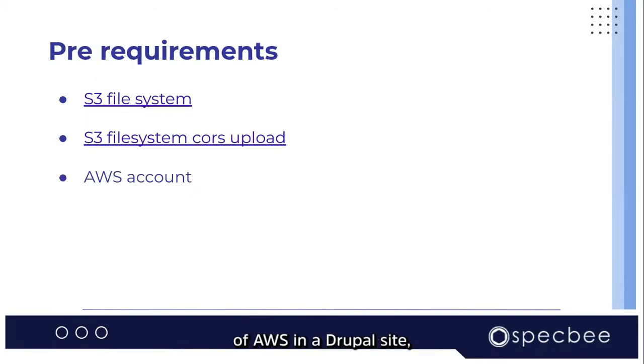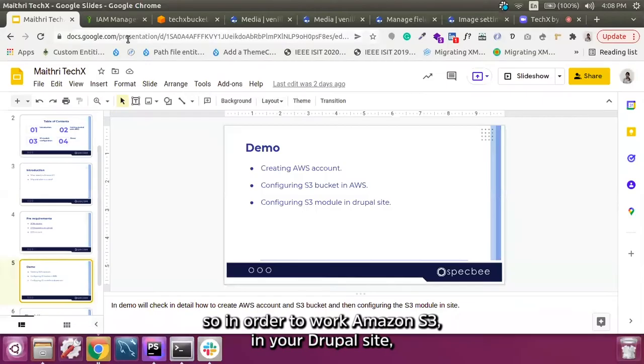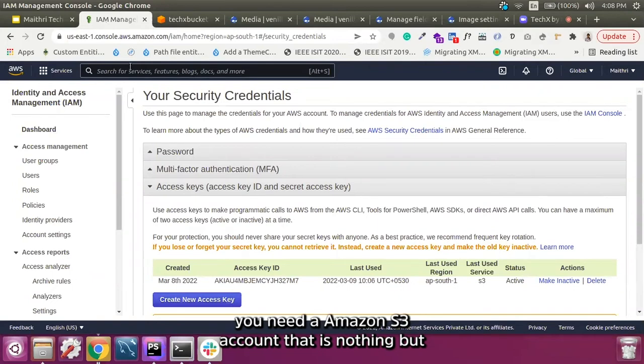For the functioning of AWS in a Drupal site, we need certain prerequisites such as the S3 File System module, the S3 File System Core Upload module, and an AWS account. So I'll be demonstrating how this S3 works so that you'll understand easily. In order to work with Amazon S3 in your Drupal site, you need an Amazon S3 account, that is nothing but an Amazon AWS account.